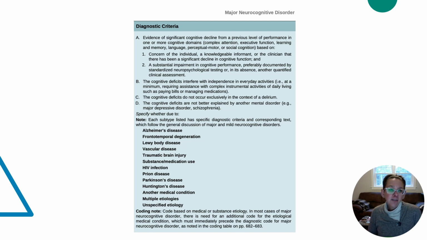So, evidence of significant cognitive decline from a previous level of performance in one or more cognitive domains. The domains we talked about, please read those. They list mild and major there, so it really helps you out. If you're really stumped and you'll be managing dementia, just be aware of the difference between mild and major.